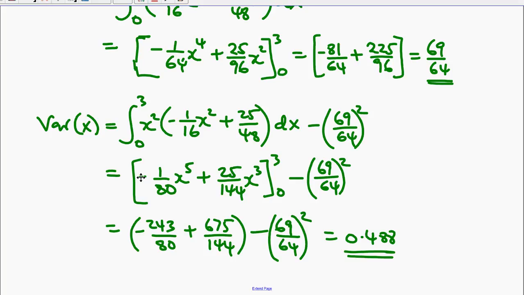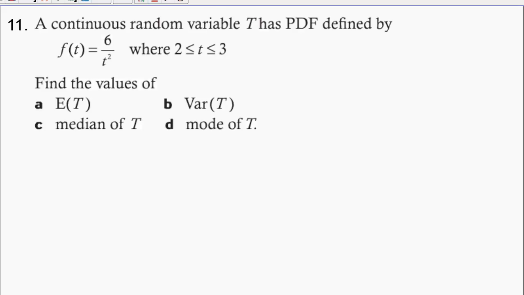All right. Last question. A continuous random variable t has PDF defined by this. Find the values of the expected value, variance, median, and mode. Okay. Let's start with the expected value.